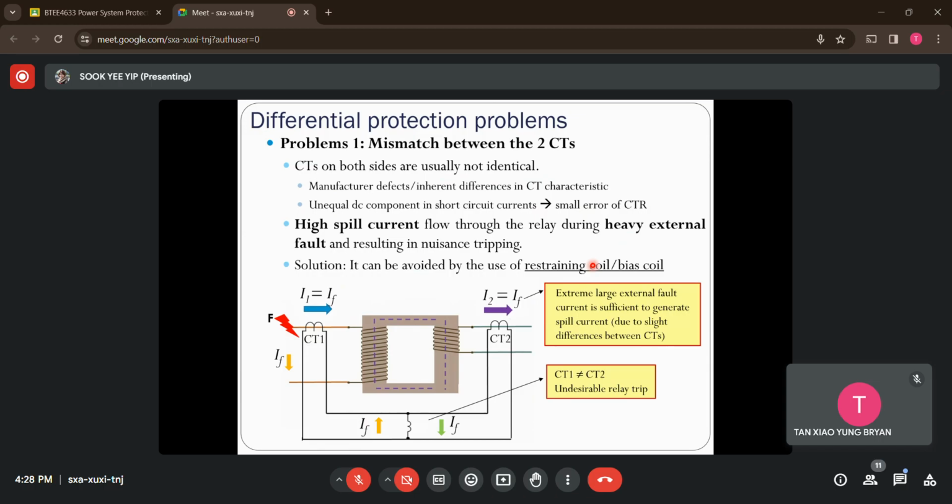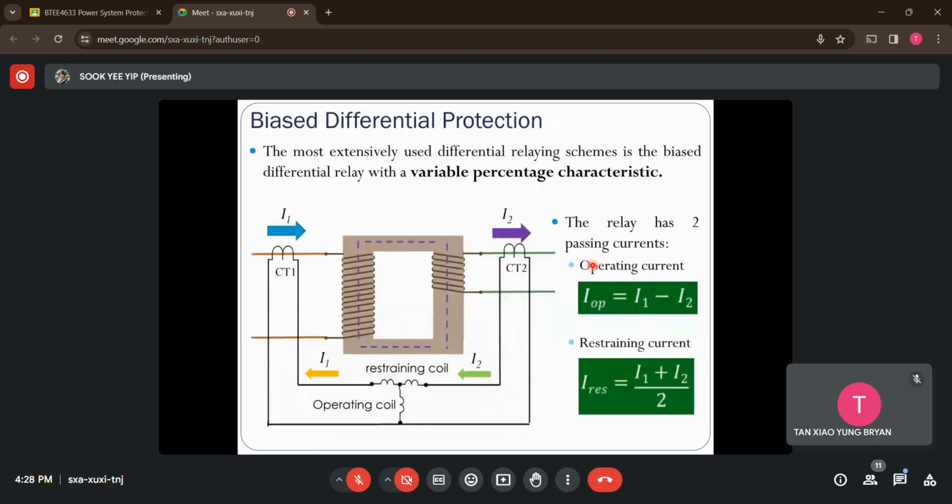So that's how the relay changes to another version here, the bias differential relay. This bias differential protection consists of a variable percentage characteristic, which is done by adding a restraining coil like this. So instead of only having the operating coil for the differential relay, I add another bias coil here, forming a bias differential relay.